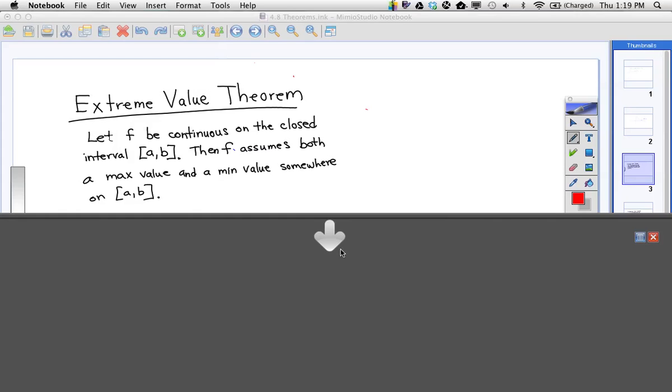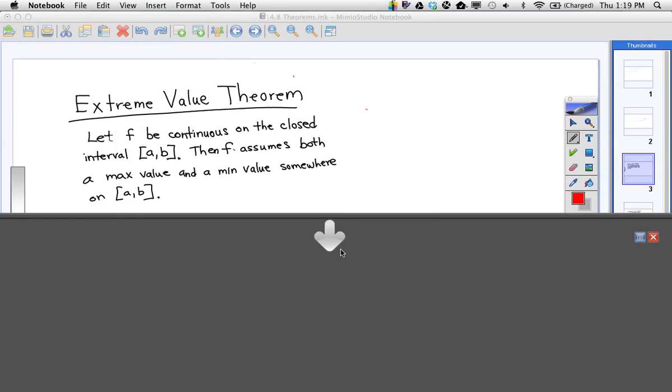So it'd be like this. If you had a function that did this, here's the high spot, here's the low spot. If I put a hole right there, is that function continuous? No. But does the conclusion hold? Is there still a max and a min? Yeah, there still is a max and a min.